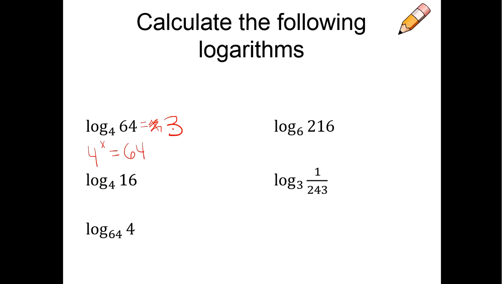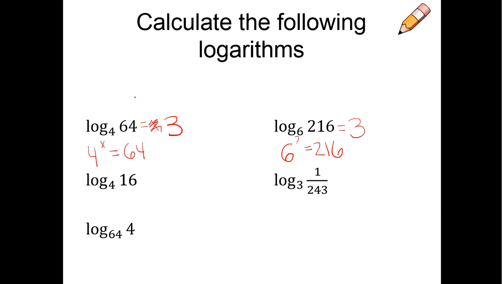Because remember, all they're asking in log form is what exponent is required to go from a base of 4 to get to 64. That's ultimately what you're asking. For this one, log base 6 of 216, they're asking 6 to what power equals 216. So we're going to do that on a calculator quick. 6 to 2, 6 to 4, 6 to 3, right? 6 to 3 is 216. So I know log base 6 of 216 equals 3.